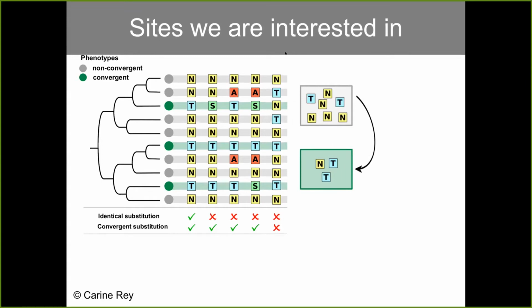And then if we have a site like that, where we have T's and N's both in the non-convergent species and the convergent species, then it becomes much more difficult to imagine that this site is important for the convergent phenotype, because it seems like the same type of amino acids can work for species with the non-convergent phenotype or species with the convergent phenotype.